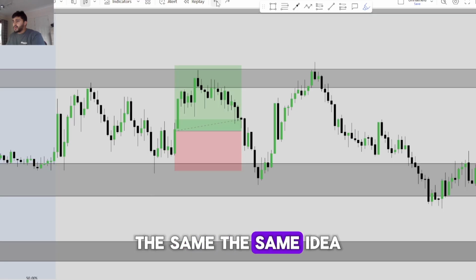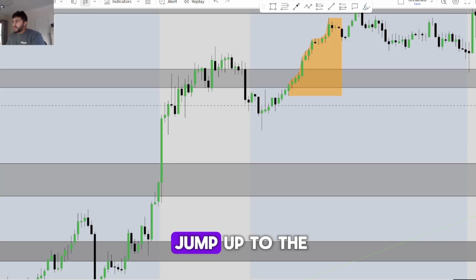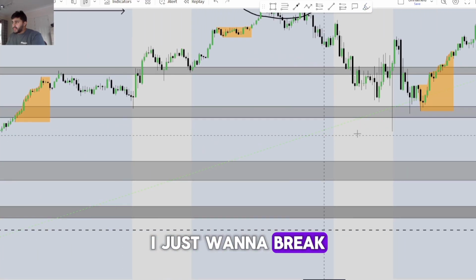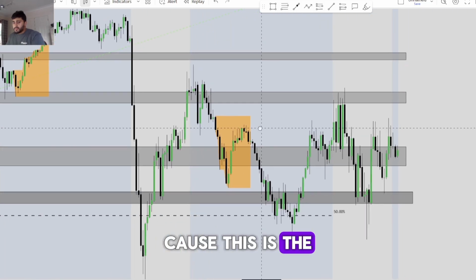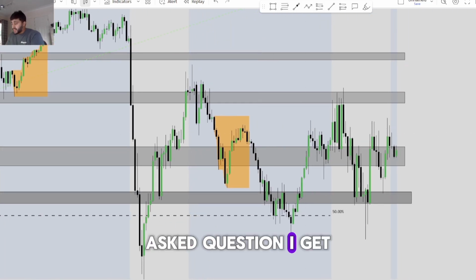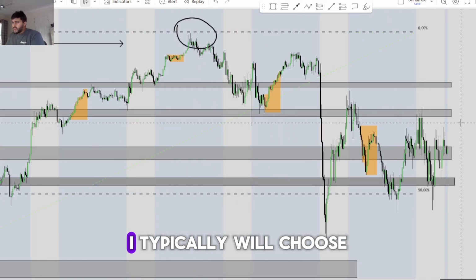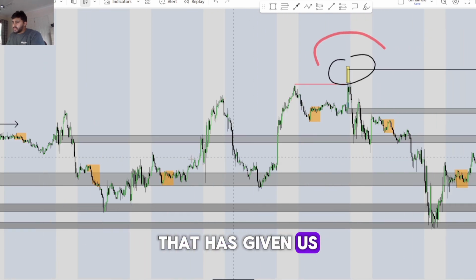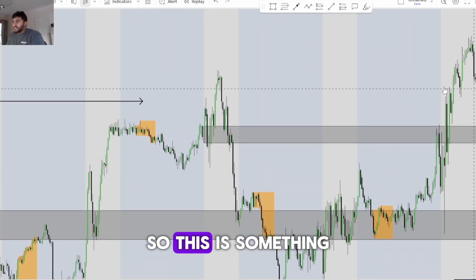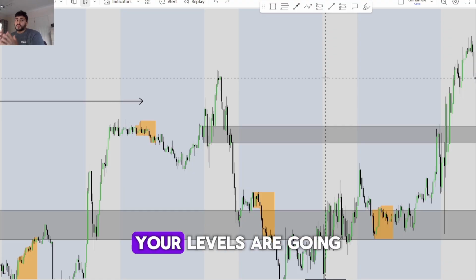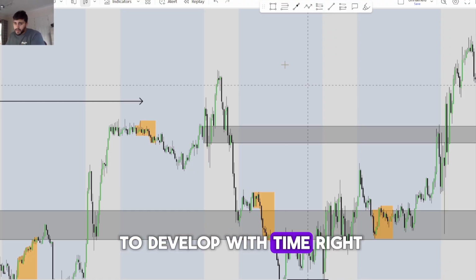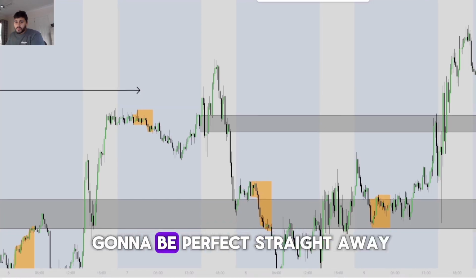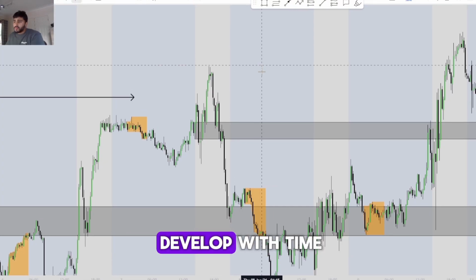It's the same idea. Now, if we quickly jump up to the 15-minute time frame, I just want to break down how I got those levels because this is the most asked question I get. Now, when I find my levels, I typically will choose a 15-minute fair value gap from the past that has given us some reaction, right? So this is something traders need to get practice at, right? Your levels are going to develop with time, right? Your levels are not going to be perfect straight away. Your levels are going to develop with time.